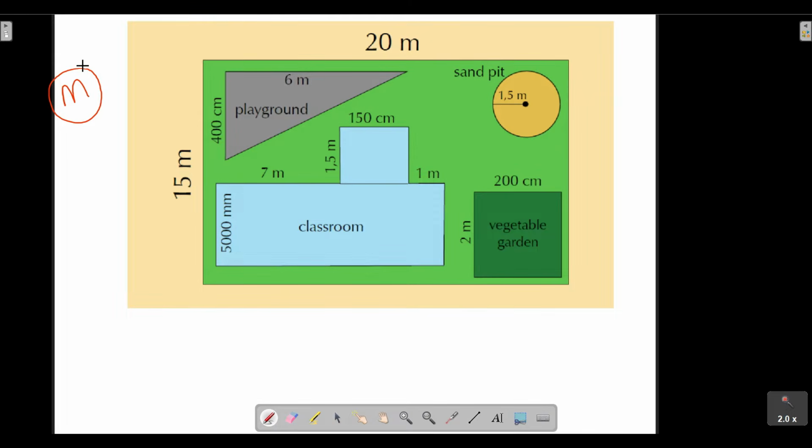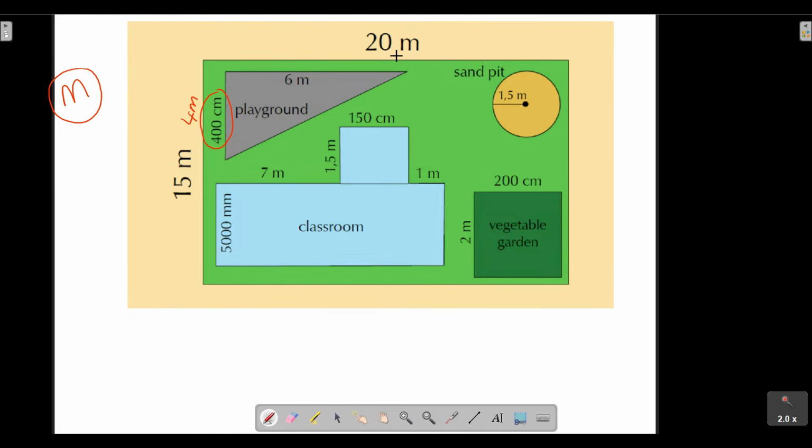How do we convert centimeters into meters? You can see that here we are given 400 centimeters. If you've watched the video tutorial I've done on length conversion, you already know: if you want to move from centimeters to meters, we take that 400 and divide it by 100, and this gives us 4 meters. So 400 centimeters is 4 meters, and then from there to there, that is 6 meters.